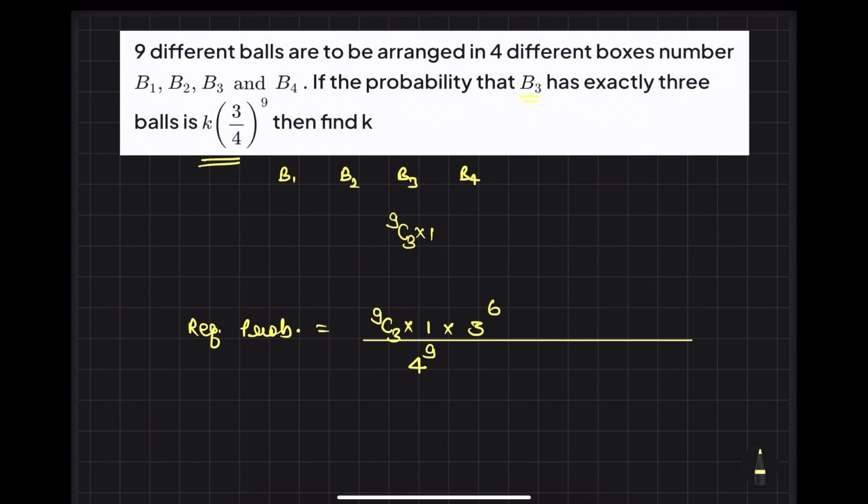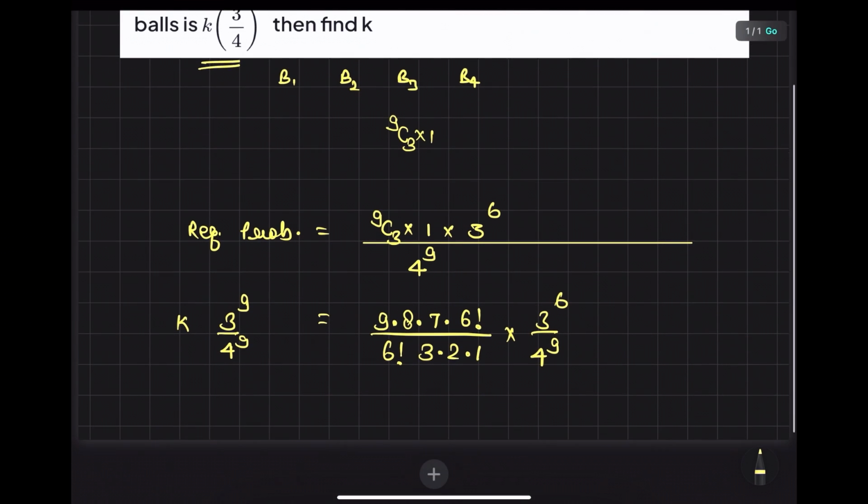Okay, according to us, the answer is this. So can I write 9C3 as 9 into 8 into 7 into 6 factorial upon 6 factorial into 3 factorial, that is 3, 2, 1, and then 3 to the power 6 over 4 to the power 9. So this is the probability according to us, but according to them the probability is K times 3 to the power 9 over 4 to the power 9. Okay, now do the simplification.